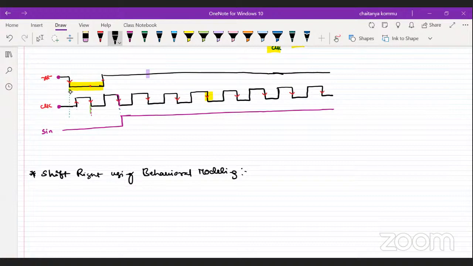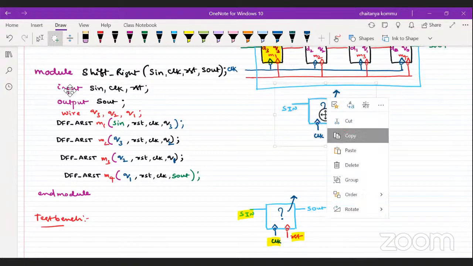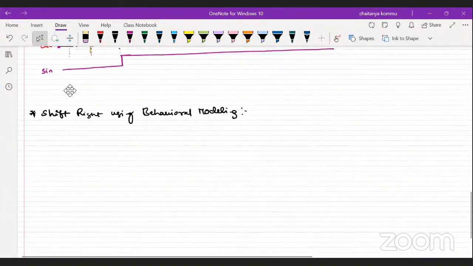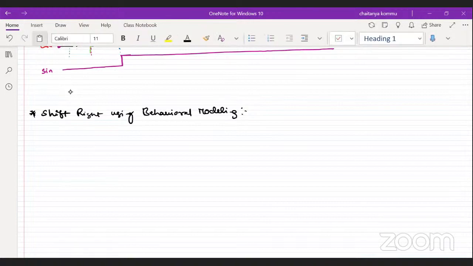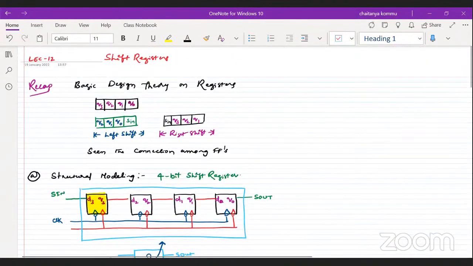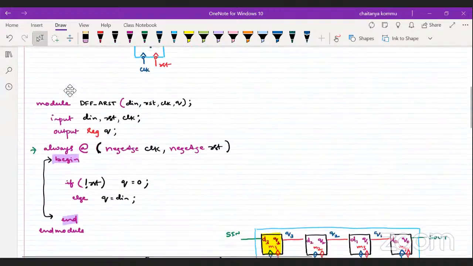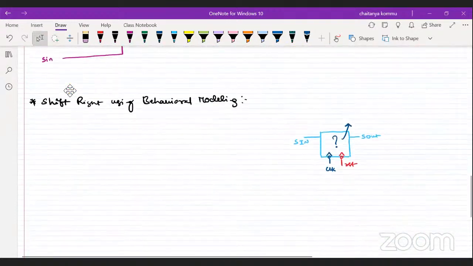Behavioral modeling requires only the logic inside of this one. It doesn't require what is inside of the circuit. Okay, so we don't bother about it. So this one is the top level module, and the theory is something like this. Shift right operation means this is what has to happen. Copy and then paste here.